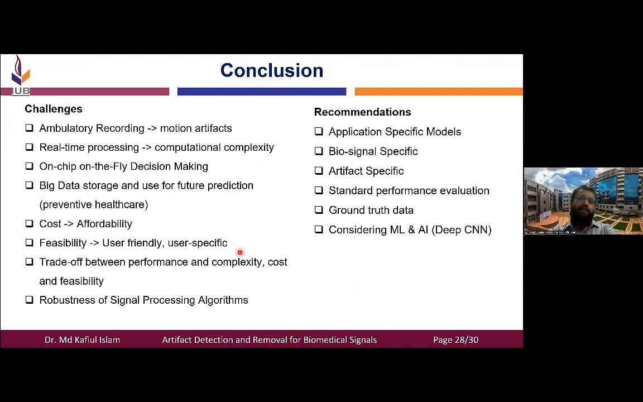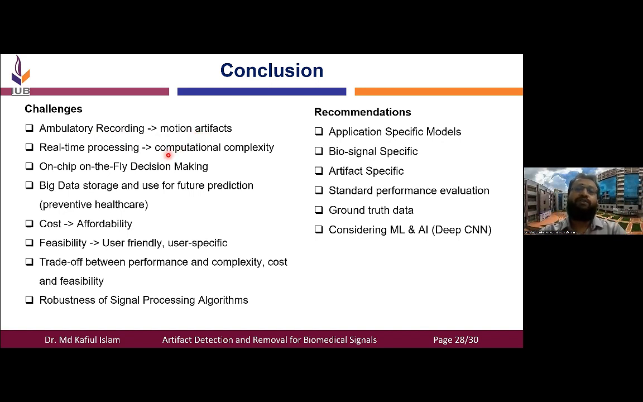So finally, if we come to the conclusion, we understand that the next challenge will be that people want to record signals for preventive healthcare or for long-time monitoring. That means the recording will mostly be ambulatory, which means the subject will be allowed to move freely, and there will be some wireless sensors attached to their body to record those biomedical signals. This means that many more artifacts will be generated due to the motion of the subject, which are known as motion artifacts.